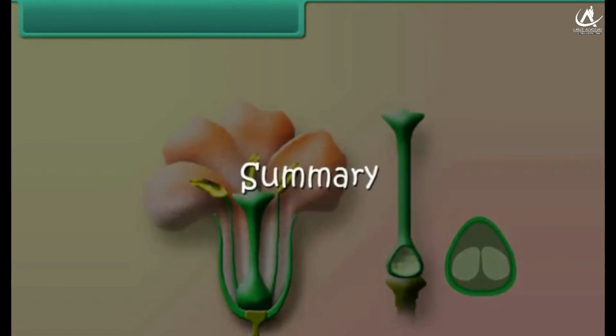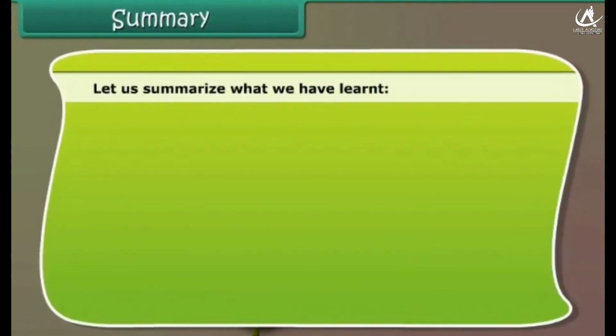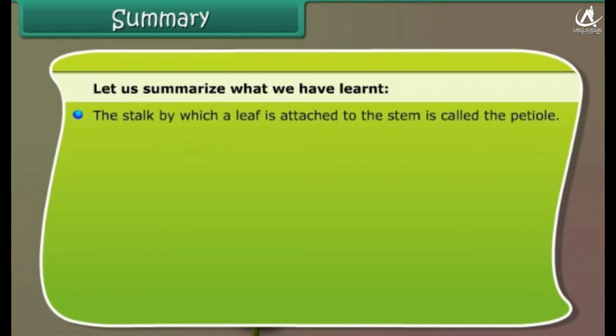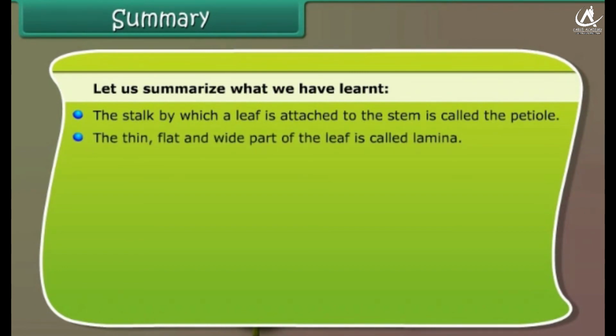Summary. Let us summarize what we have learned. The stalk by which a leaf is attached to the stem is called the petiole. The thin, flat, and white part of the leaf is called lamina.